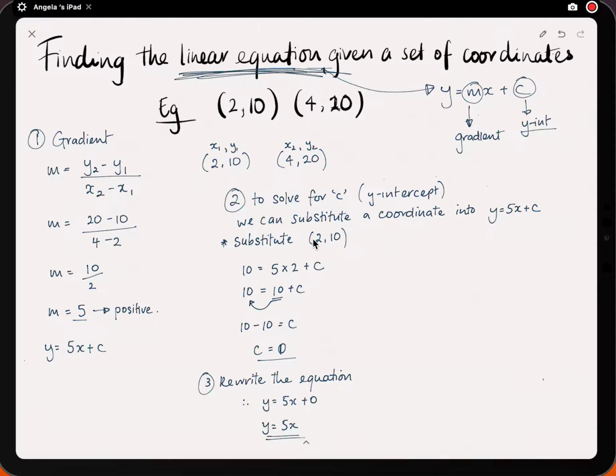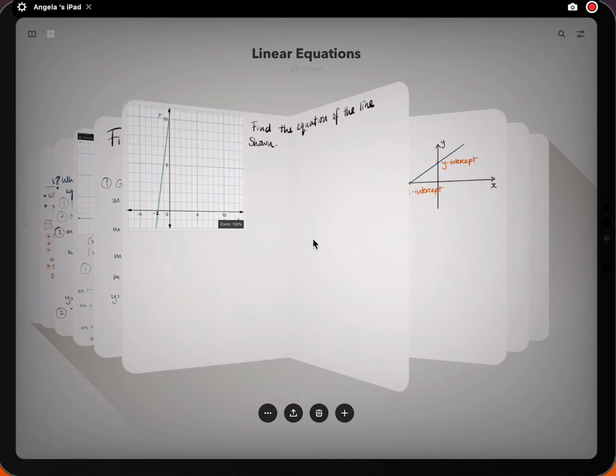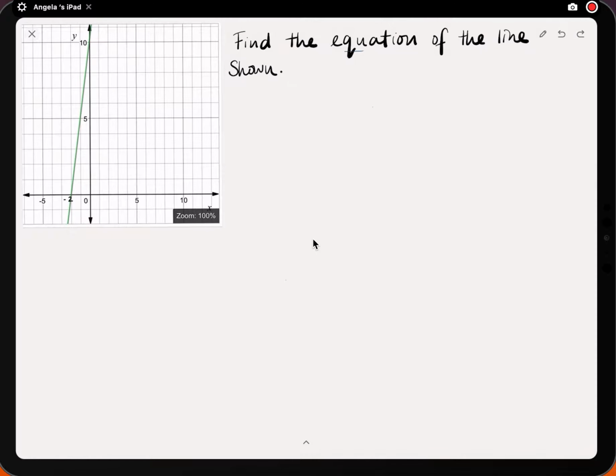So let's move on to an example now where we've been given a graph and we're asked to find the equation of the line shown. So what I recommend doing is, if you are given a graph and you're asked to find the equation, actually take the time to look at the graph and the elements that you can see on the graph. For example, we can see that the graph is going in a positive direction, which means that our gradient should be positive.